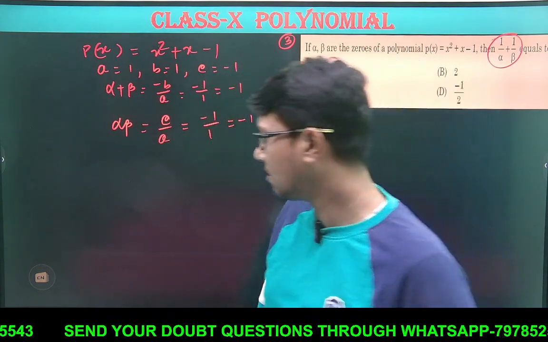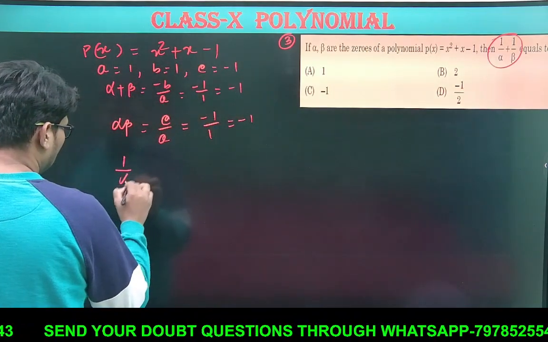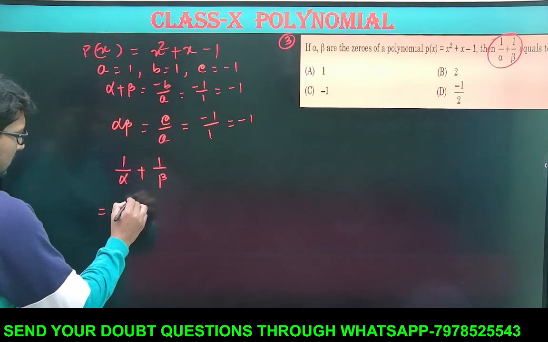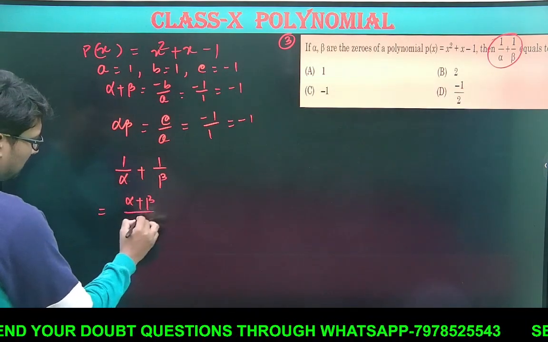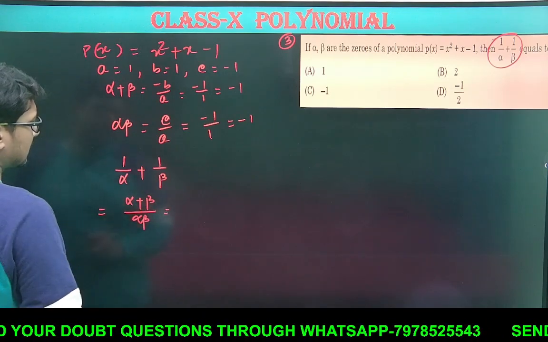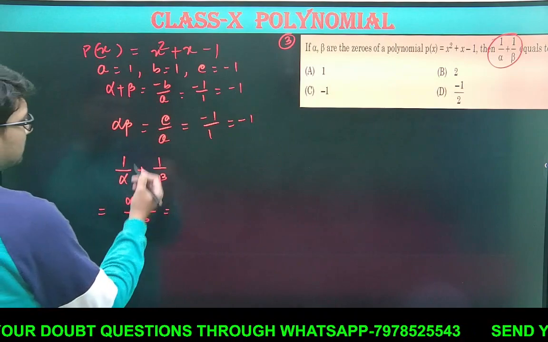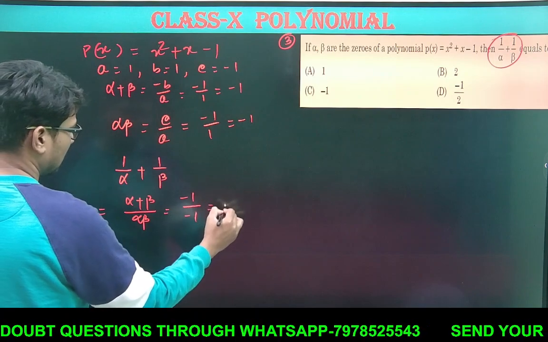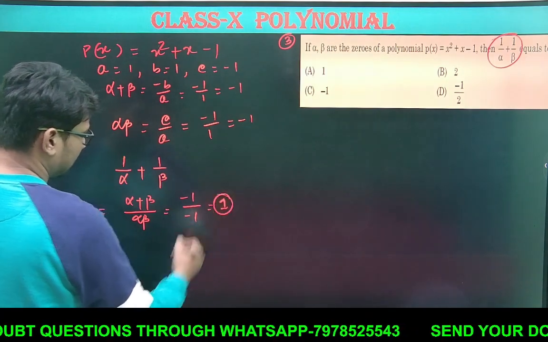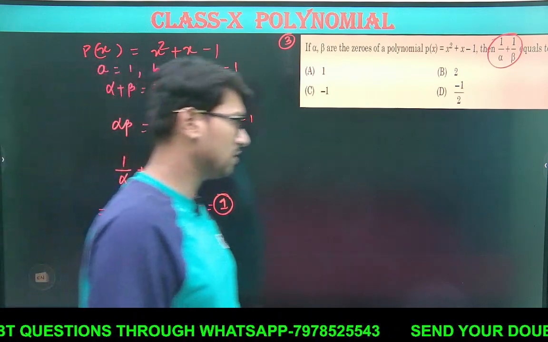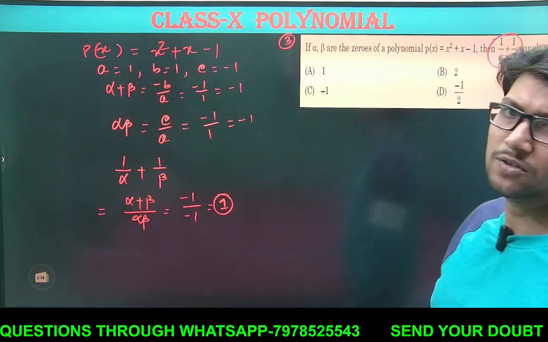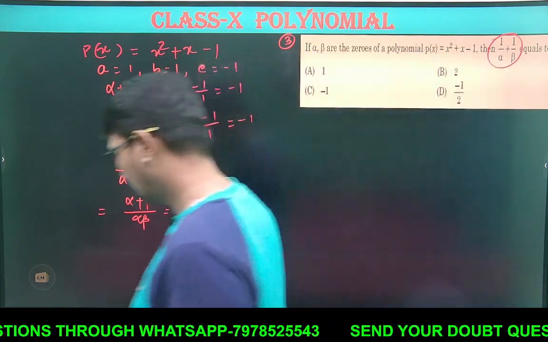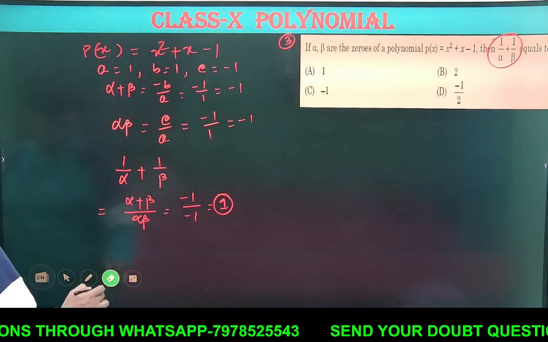So now let us find 1 by alpha plus 1 by beta. In the previous question, you know this value is alpha plus beta by alpha into beta. Alpha plus beta is minus 1. Alpha into beta is also minus 1. Hence, the final answer is 1. I hope this question is also clear, everyone. So pause the video, note it down and revise. Okay? Let us move to the next question.